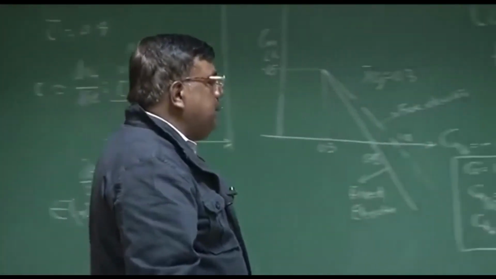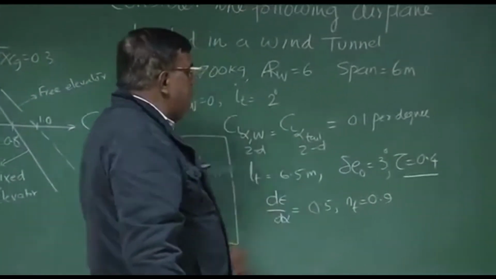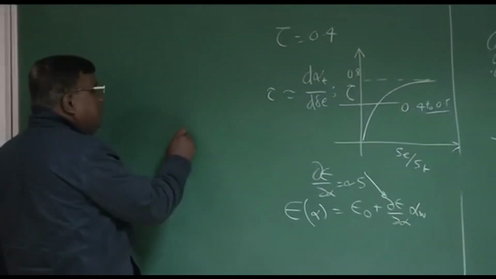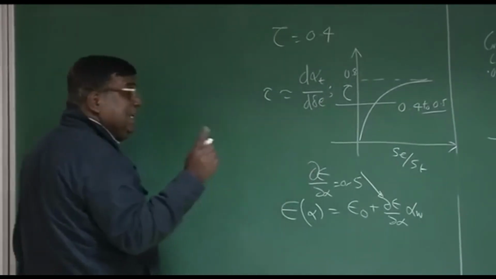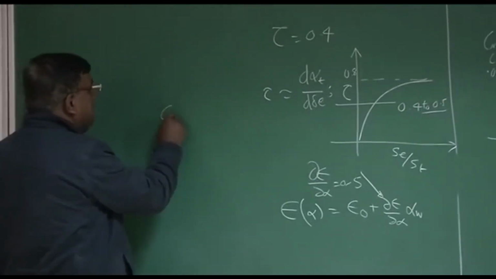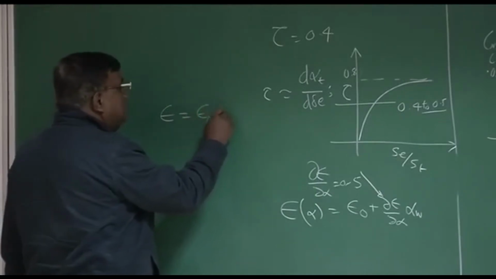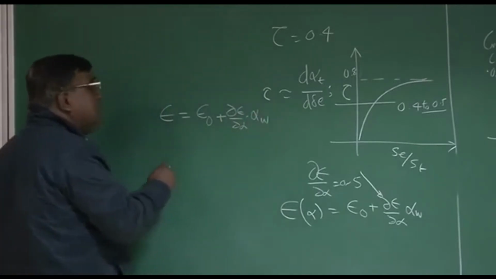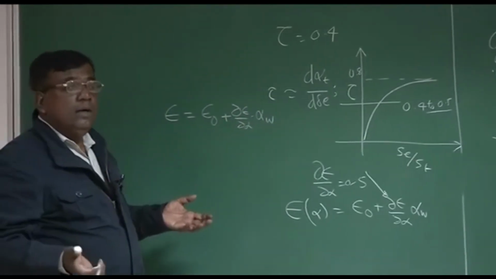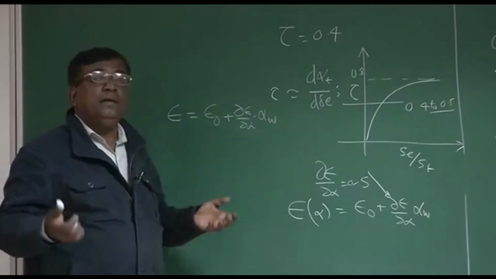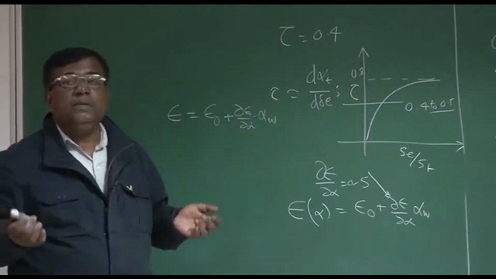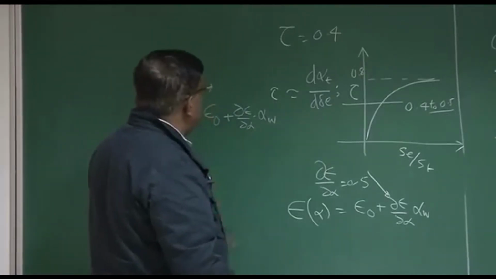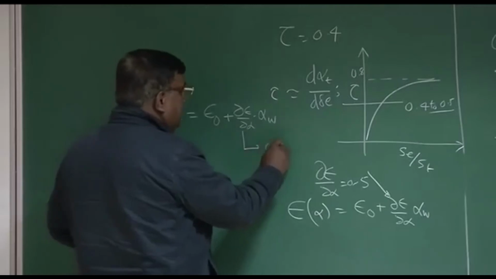You also see that d epsilon by d alpha is given as 0.5, and we know by now that because of the wing, there is a downwash at the tail. That is important, and that can be expressed as epsilon equal to epsilon naught plus d epsilon by d alpha into alpha wing, because this is the downwash at the tail. Who has caused this downwash? The wing. Where has it come from? Because of the pressure difference, there is a lift, and those vortices have caused the downwash at the tail, and this d epsilon by d alpha is 0.5.